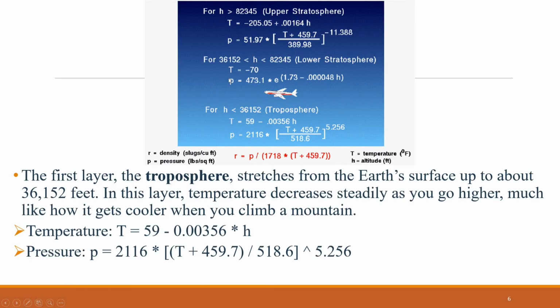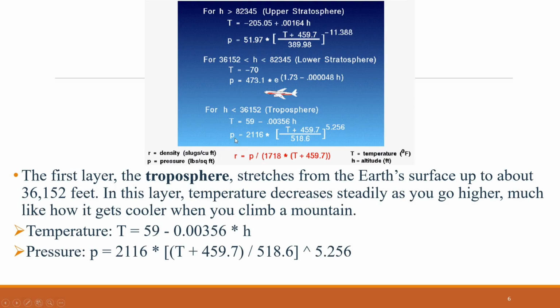As we said before, the standard atmosphere model divides the atmosphere into three main layers, each behaving differently. The first layer, the troposphere, stretches from the Earth's surface up to about 36,152 feet. In this layer, temperature decreases steadily as you go higher, much like how it gets cooler when you climb a mountain. The temperature at any given height can be calculated as 59 degrees Fahrenheit minus 0.00356 times the height in feet.